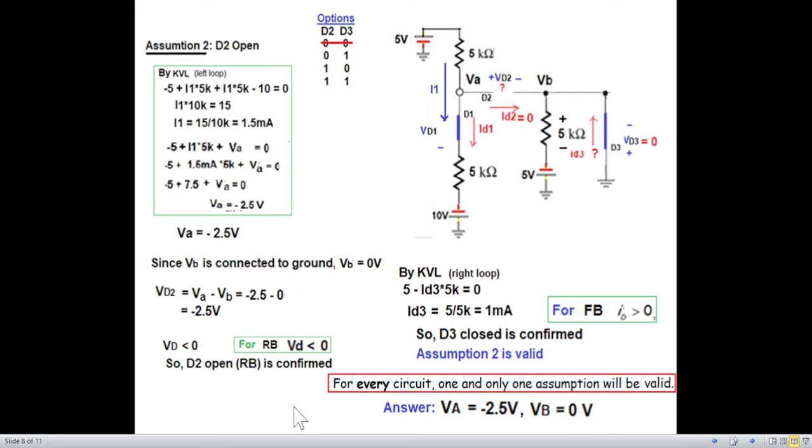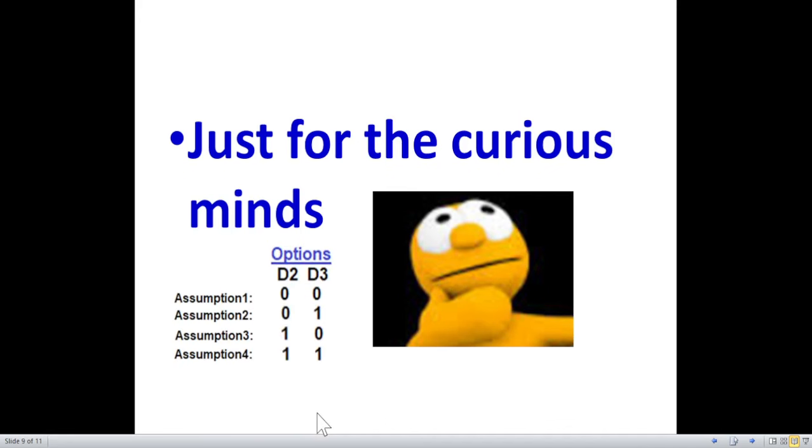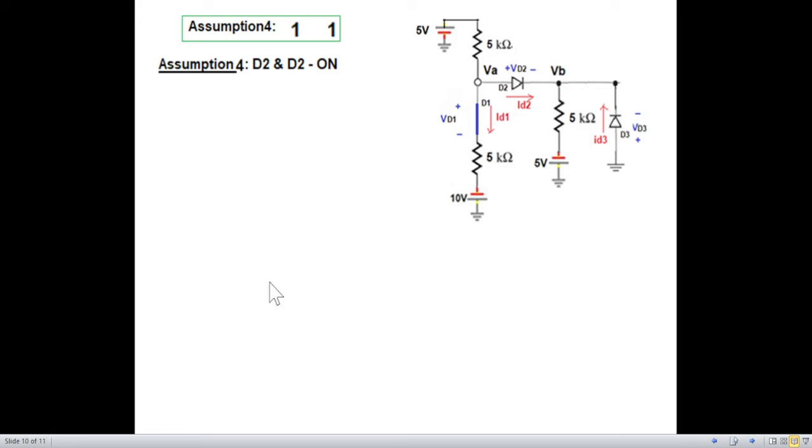But you might ask that we have not tried these two options. What will happen if we start from the bottom, from all forward bias, and then go to the options? So just for the curious mind, I'll do it this way now. I'll first solve assumption number 4 and then assumption number 3, and hopefully we'll find that assumption 2 is correct. So let's see. But this is not part of the solution, just for your curiosity.